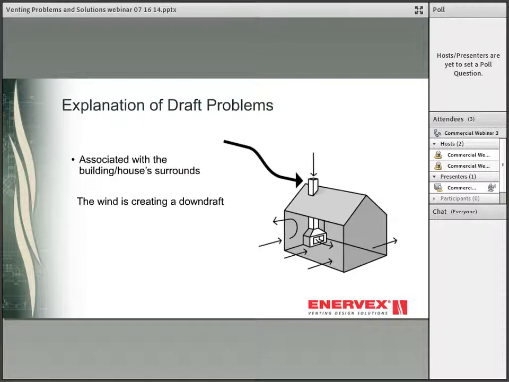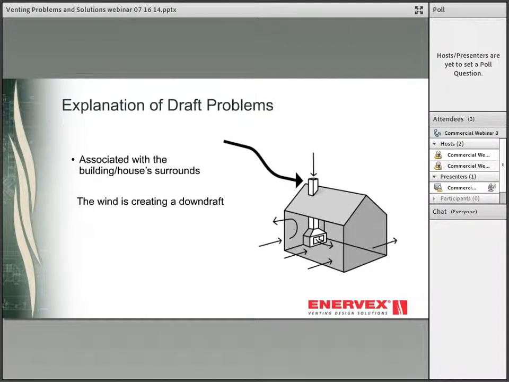And last, we have the wind-induced downdraft problem. Now, this is a common problem and is often only occasional. It may occur only on a windy day when the wind is blowing from a certain direction. Wind-induced draft or downdraft is caused by eddies or flow patterns around the building and the chimney. This is a scenario where eddies or flow patterns create an unfavorable draft condition.